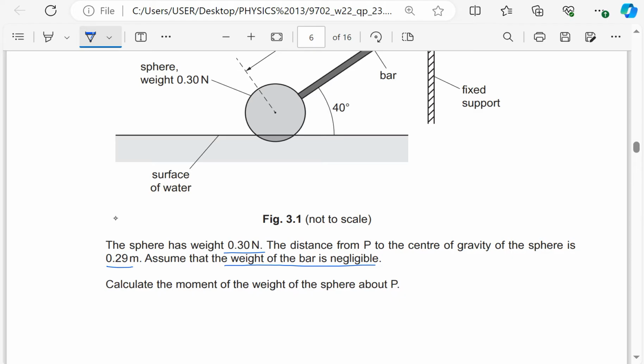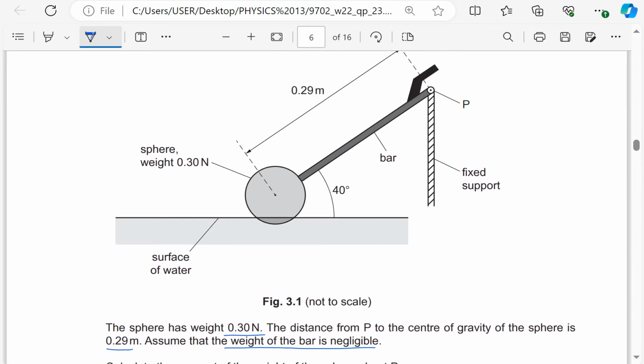Calculate the moment of the weight of the sphere about P. So the weight of the sphere should be acting vertically downwards, and its weight is 0.30 newtons. So we need a perpendicular distance from the pivot. So this is a perpendicular distance from the pivot.